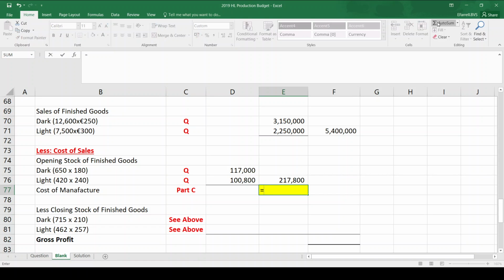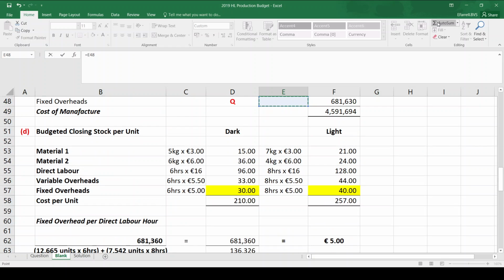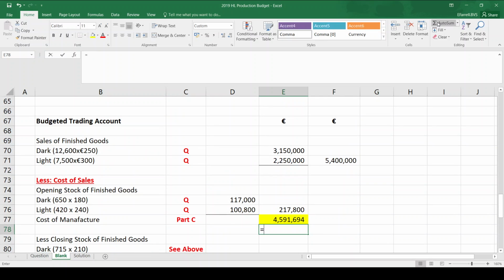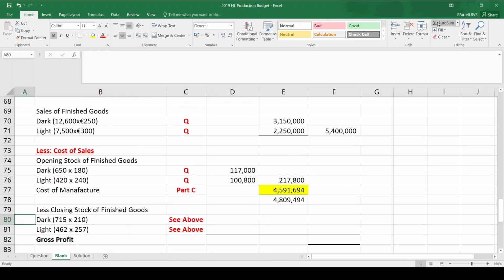217,800. The cost of manufacture is just my final figure from part C, because in part C we worked out cost of manufacture. So if I go up here to part C, cost of manufacture is 4,591,694. So again, I'm going to get my opening stock plus my cost of manufacture. It gives me 4,809,494. And from that, I'm going to take away my closing stock.